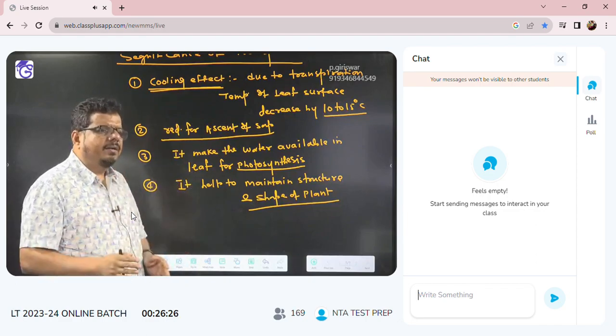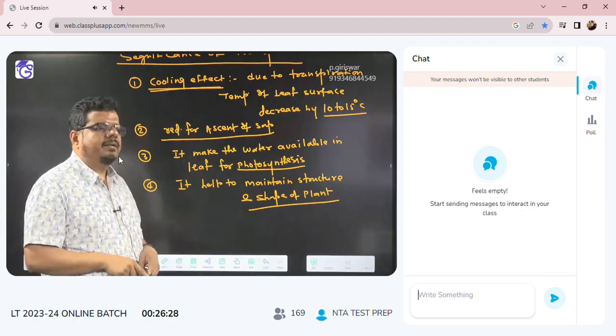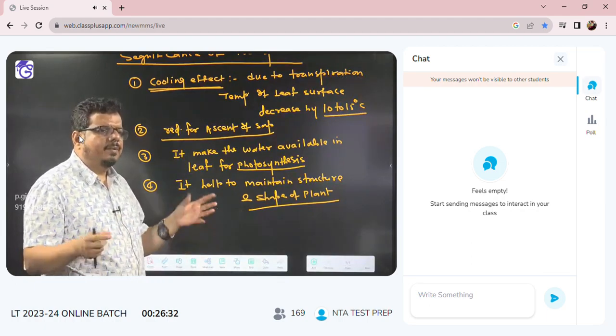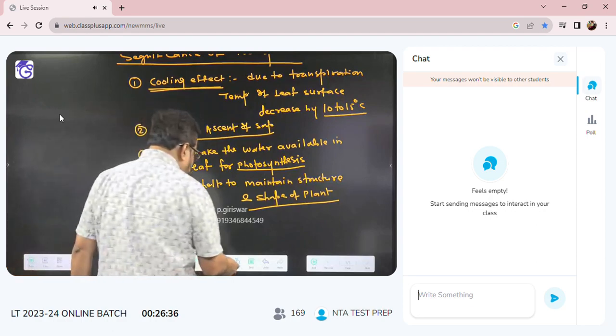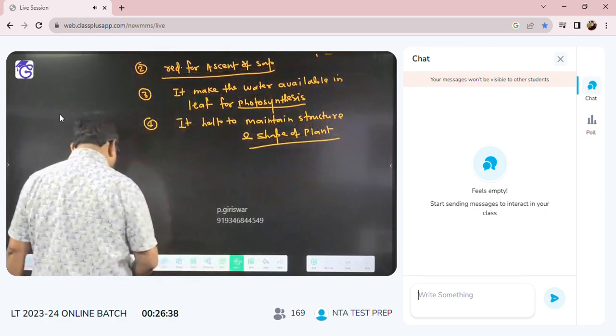And if water is not there, turgor pressure will not be maintained, the cell becomes flaccid, the shape of the cell will change, and the plant will change. So who also has a role? Transpiration also has a role.